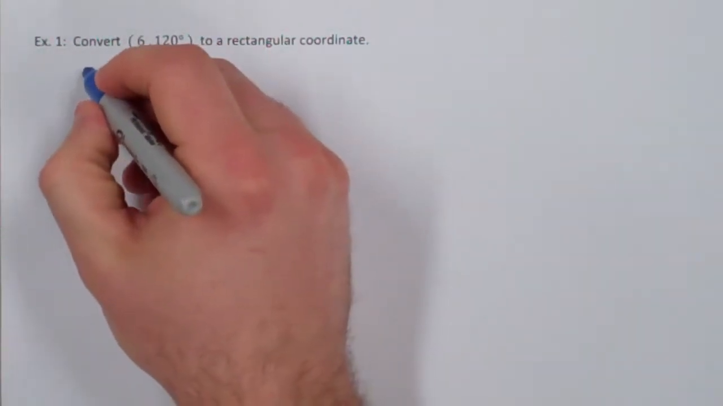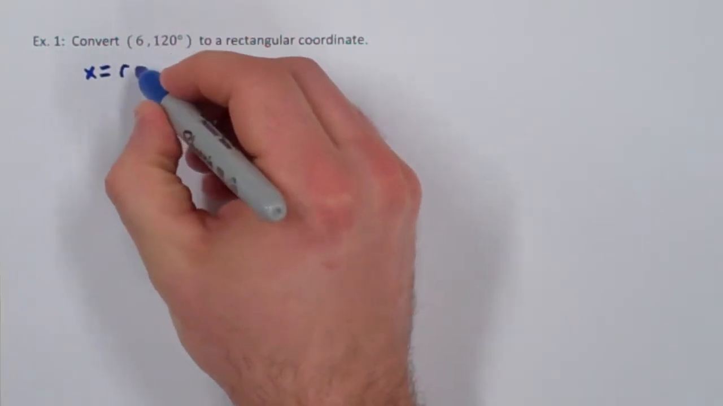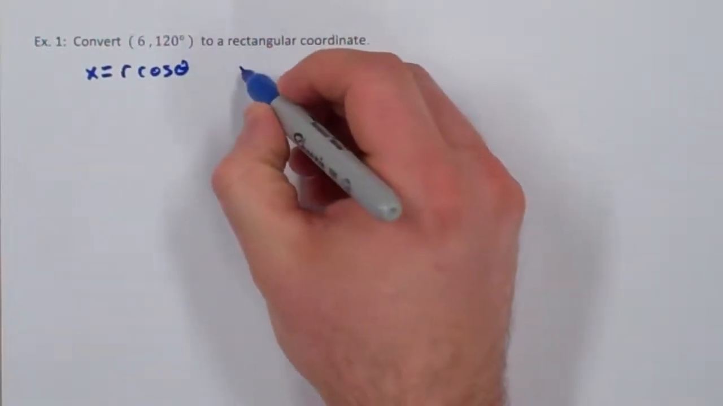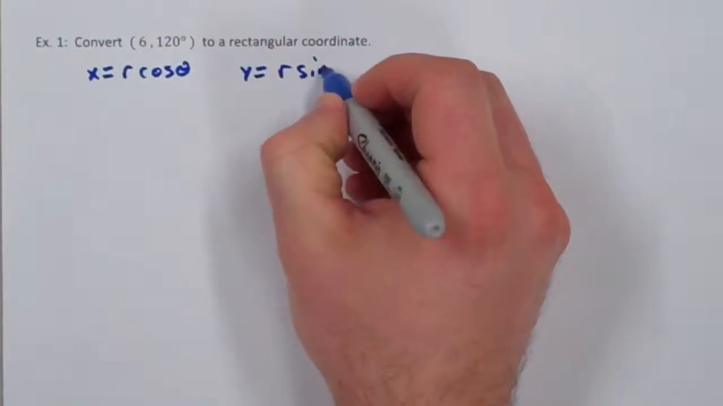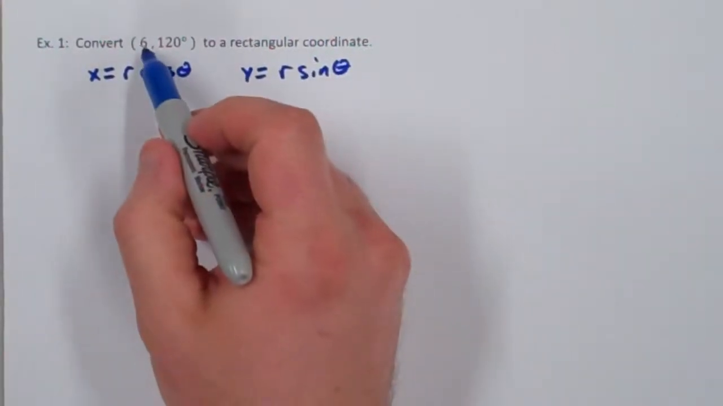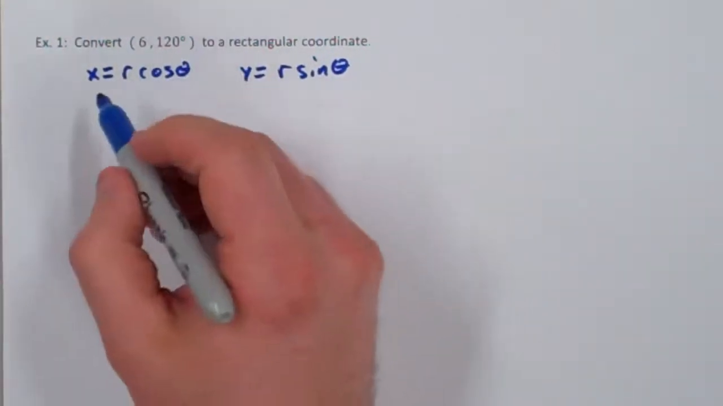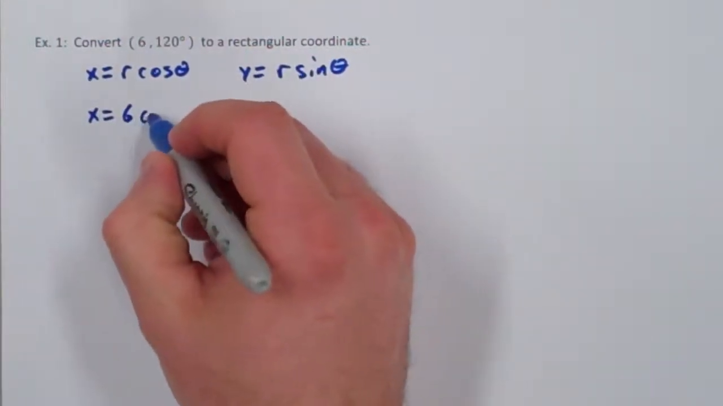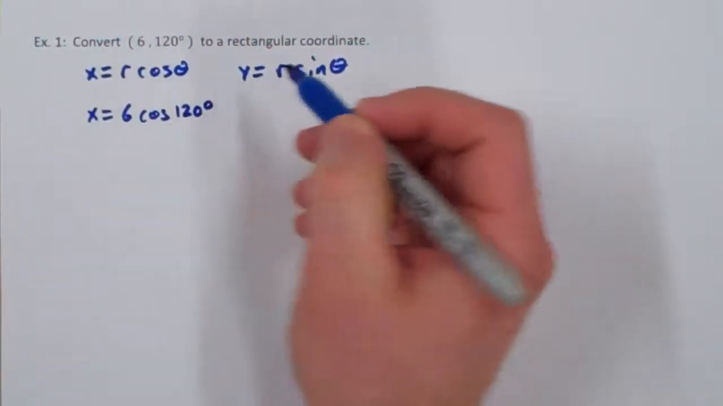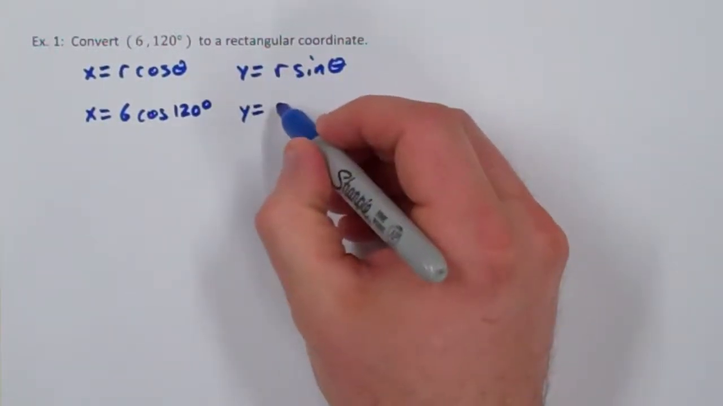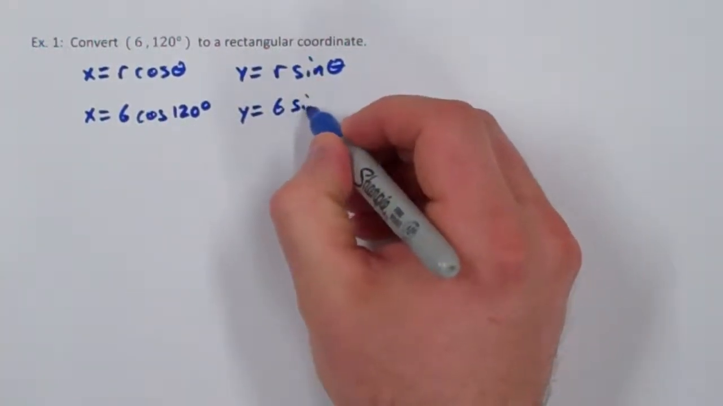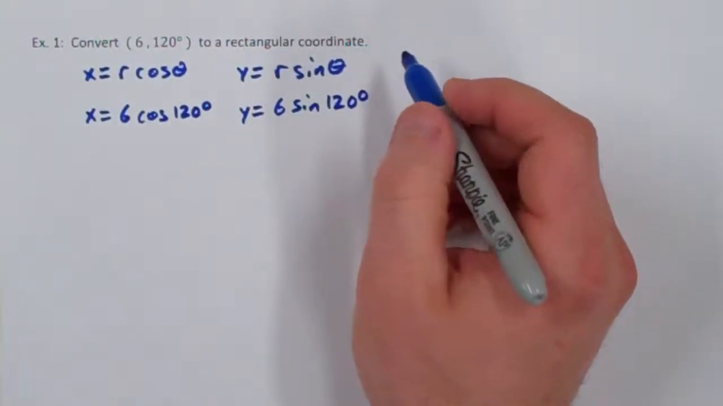In example 1, we need to convert the polar coordinate (6, 120 degrees) to a rectangular coordinate. To do this, we're going to utilize these formulas. x is equal to r cosine theta, and y is equal to r sine theta. If we use our values r and theta, we'll find x to be 6 times the cosine of 120 degrees, and then y will be 6 times the sine of 120 degrees.